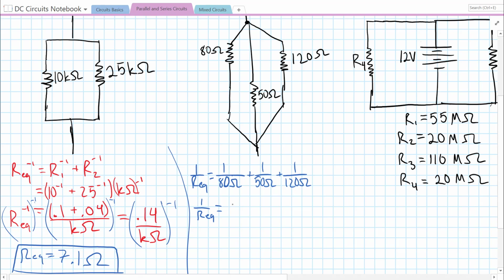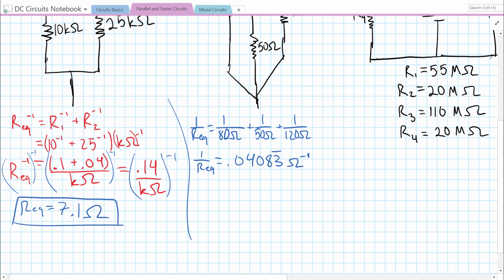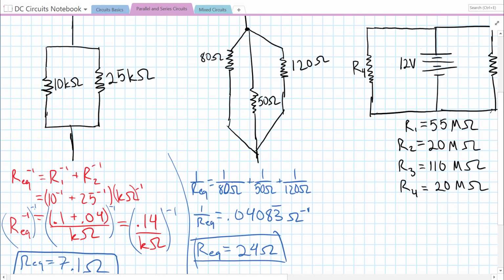It's going to give us a number, 0.04083. And the units are going to be per ohm, so ohms to the minus 1. And again, we've just solved for 1 over the equivalent resistance. To find the equivalent resistance, we need to take the reciprocal of that, or raise it to the minus 1 power. We get R equivalent is equal to 24 ohms. About 24.5, but to 2 sig figs, 24 ohms. We have less resistance overall because we have more paths.